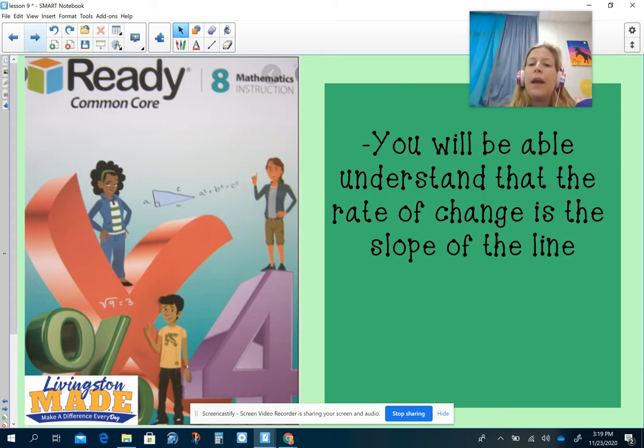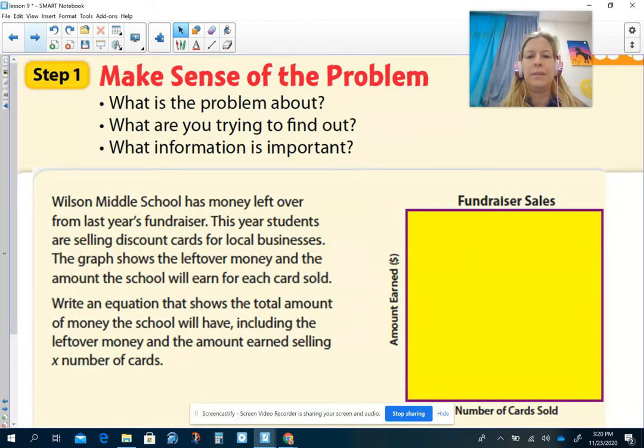Today we're going to be able to understand that the rate of change is also your slope of the line. So we've talked about rate of change. We've compared rate of change, and now we're going to look at a graph and tables, and we're going to talk about how that's going to become our slope. That's what we're doing in lesson 9.